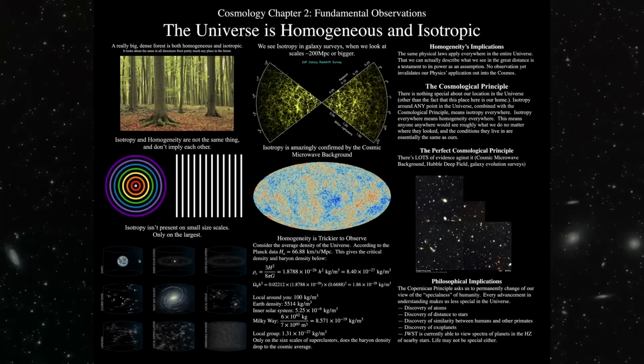Hello, this is Jason Kendall, and welcome to the next in my cosmology series. If you're just tuning in, please go and look at my playlist on my YouTube channel about the cosmology series, so you can start at the very beginning. We're into chapter 2 and section 2. This is about the fundamental observations of the cosmos, and we're talking about homogeneity and isotropy.